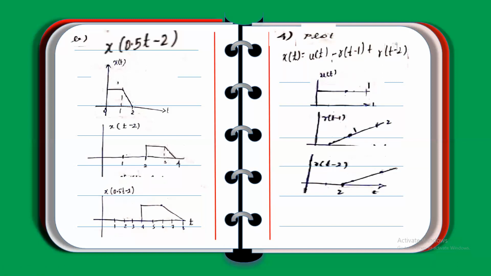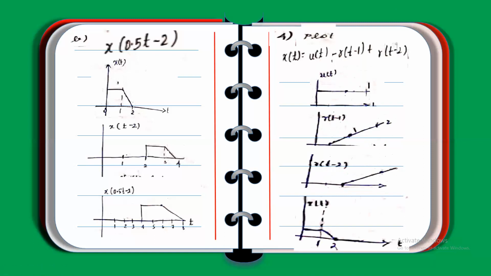At each and every instant, we should see what is the amplitude of these three signals and perform this operation. We have to subtract r of t minus 1 from u of t, then add r of t minus 2 to that. The resulting signal will be x of t.